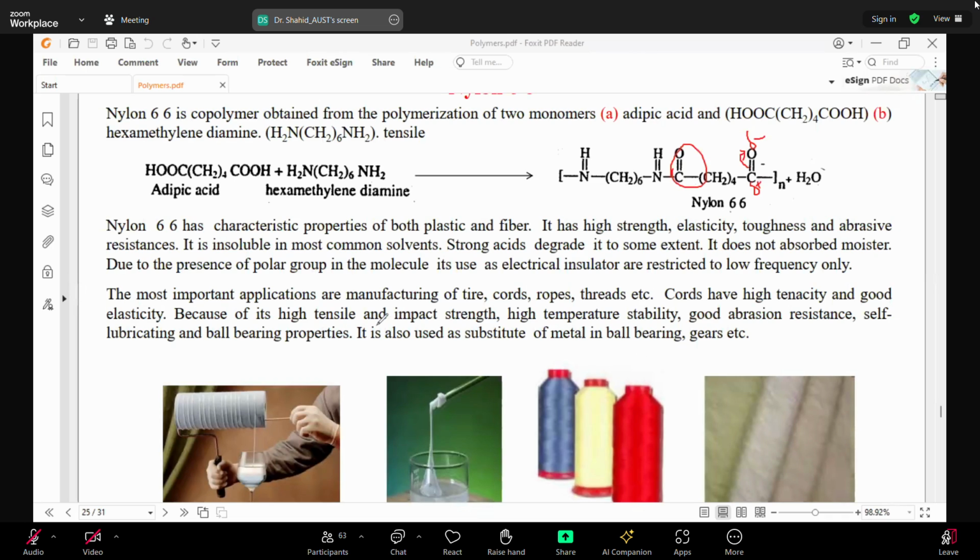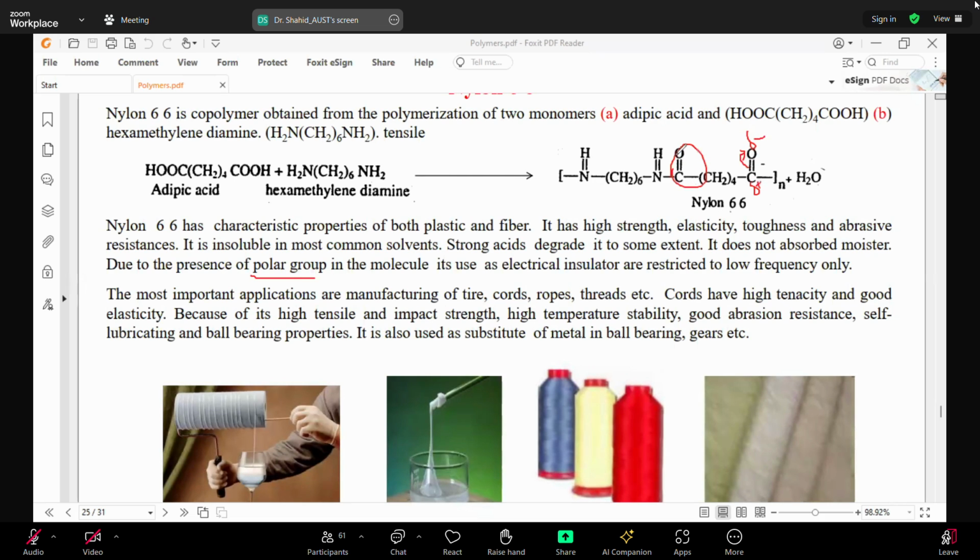Understand? Can you understand why this polar group is present here? Response, please. Do you know the electronegativity of oxygen is higher compared to carbon? So the electron will be shifted to the oxygen and it will acquire partial negative charge, and carbon will acquire partial positive charge. That's why this group is always polar.